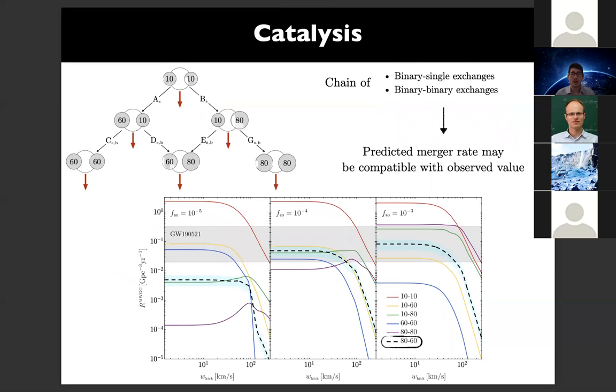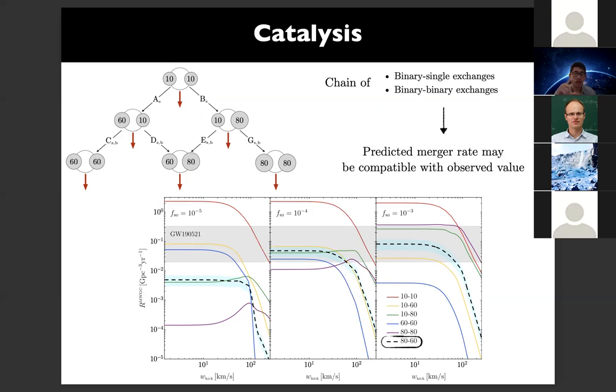Basically, we have an initial population of 10 black hole binaries, which may experience a chain of binary-single and binary-binary exchanges with the other 60 astrophysical black holes and 80 primordial black holes in the dense environment, which leads to the production of several binaries. And among those, there is also the formation of the 86 binary, which is the one that we are considering in this seminar.